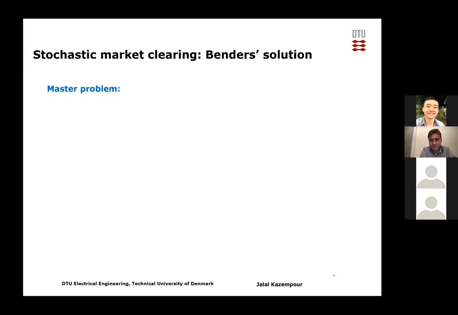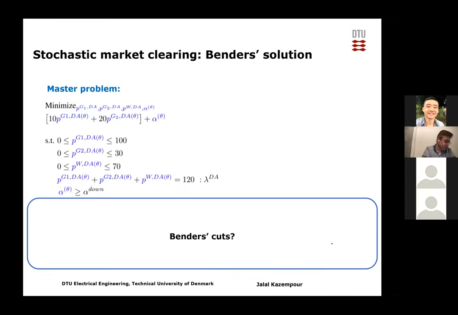What about the master problem? In the master problem, our variables are the day-ahead dispatch decisions: three day-ahead dispatch decisions, two for generators G1 and G2, and one for wind power, and only one auxiliary variable per iteration. So though we have three complicating variables, we still have one alpha per iteration. The objective function is the cost in the day-ahead stage and alpha. And alpha represents the expected system cost in real time.